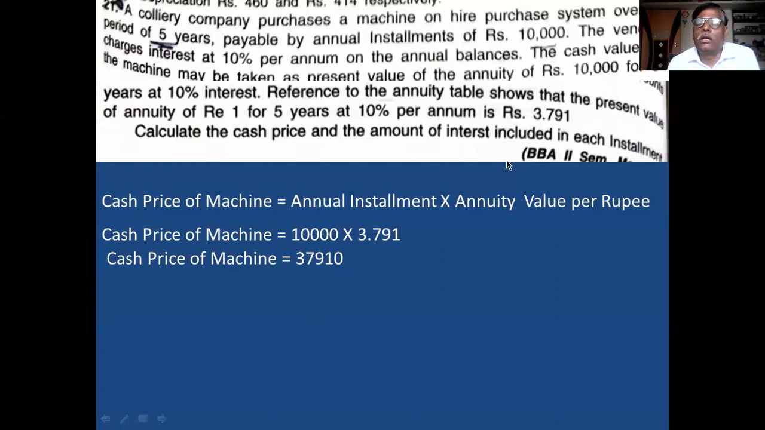NET method ಪ್ರಕಾರ ಕೊಟ್ಟಿದ್ದಂದ್ರ ನೀವೇನ್ ಮಾಡಬೇಕು, ಫಸ್ಟ್ ಕ್ಯಾಶ್ ಪ್ರೈಸ್ ಕ್ಯಾಲ್ಕುಲೇಟ್ ಮಾಡಬೇಕು, ಈ ಈಕ್ವೇಶನ್ ಹಾಕಿ ಆ ನಂತರ ಫಸ್ಟ್ ಮೆಥಡ್ ಇಂಟ್ರೆಸ್ಟ್ ಅಪ್ಲೈ ಮಾಡಿ. Thereafter you apply the first method of interest calculation. Remember properly: if NET is given, cash price is equal to annual installment into NET per rupee. Multiply this and get the cash price. Once the cash price is calculated, then apply the first method.